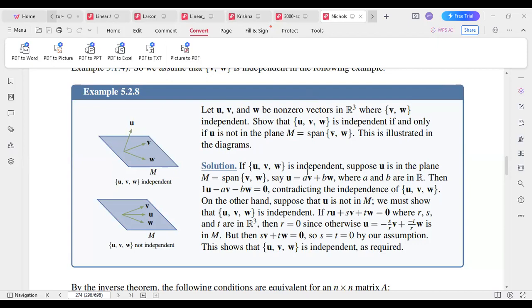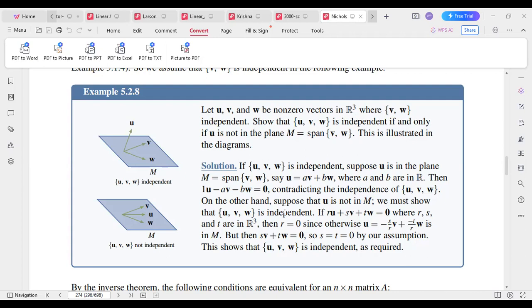Now the solution. If u, v, w is independent, suppose u is in the plane M, the span of v, w. Then we can say that u can be written as a linear combination of v, w, where a, b belong to the real numbers. Then we can write equation 1 as u minus a v minus b w equals 0, which contradicts the independence of u, v, w.